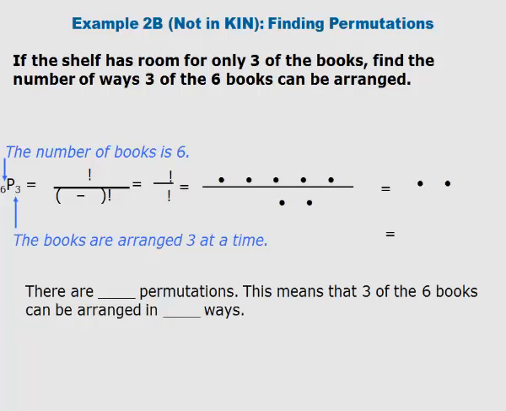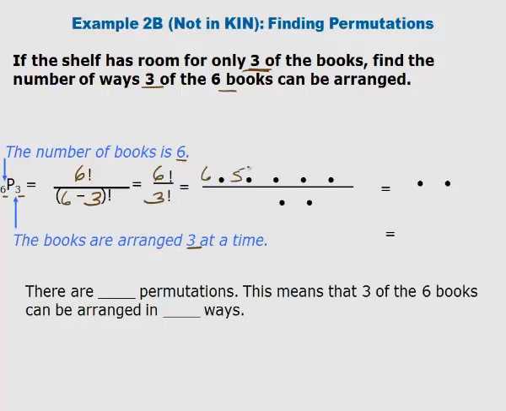Let's try another problem. If the shelf has room for only 3 of the books, this is when permutations come in quite handy. Find the number of ways 3 of the 6 books can be arranged. The number of books is 6. The books are arranged 3 at a time. So we're going to take 6 factorial, with 6 minus 3 on the bottom. This is our n and our r. So we have 6 factorial over 3 factorial, since 6 minus 3 is 3.